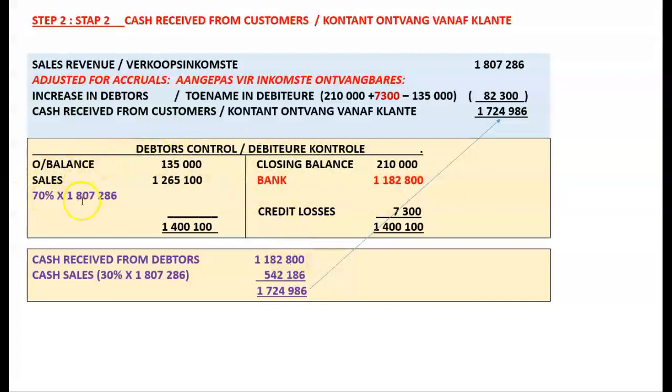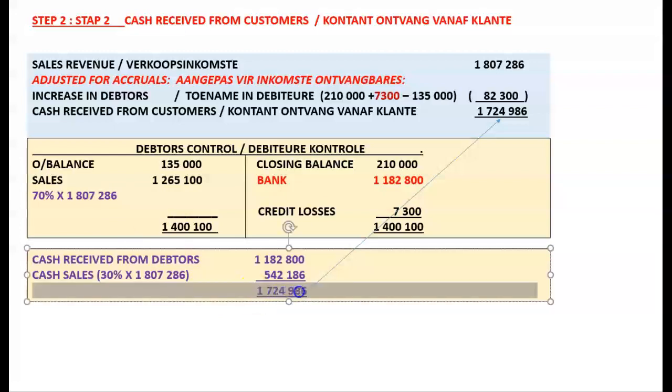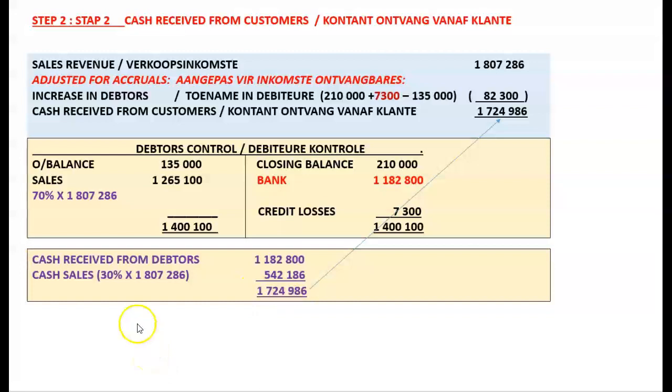Now 70% of the sales was credit sales. The other 30% was cash sales. From whom did we receive that cash? From the customers. So what do we have to do with cash sales? We have to add it to these amounts received from debtors. So cash sales, 30% of 1,807,286, which gives us a total of 542,186. So net cash received from customers, 1,724,986.